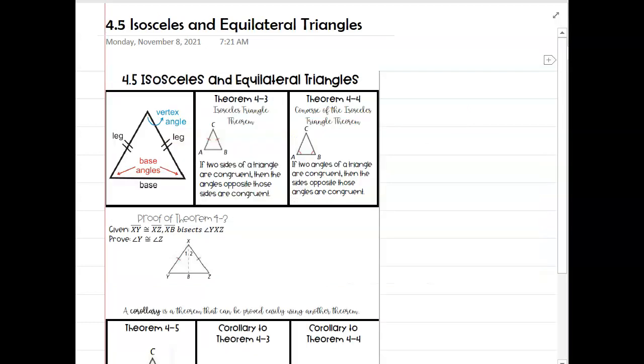So let's go ahead and start talking through this. If you're still copying down your theorems and your corollaries, just kind of listen while we talk through these.